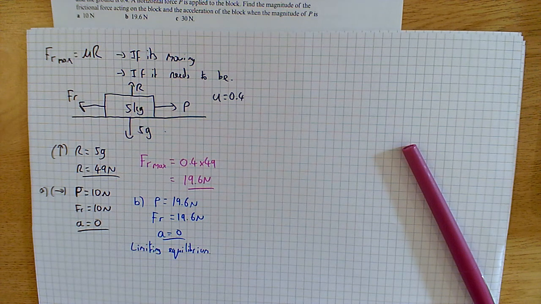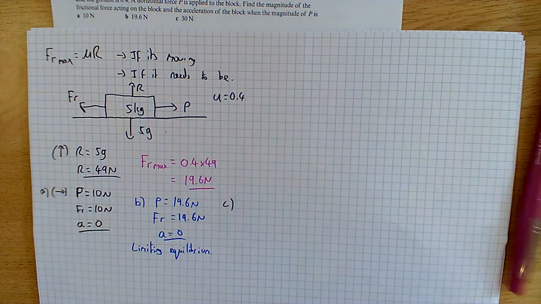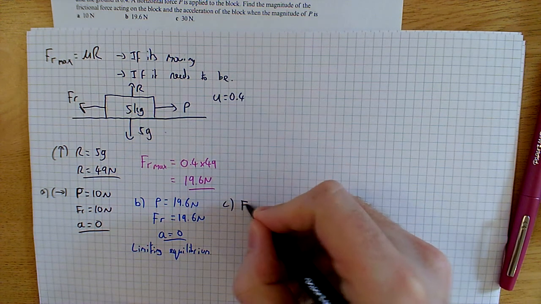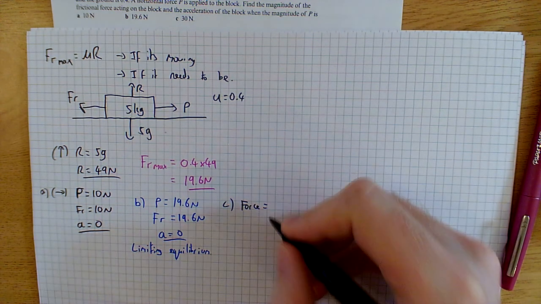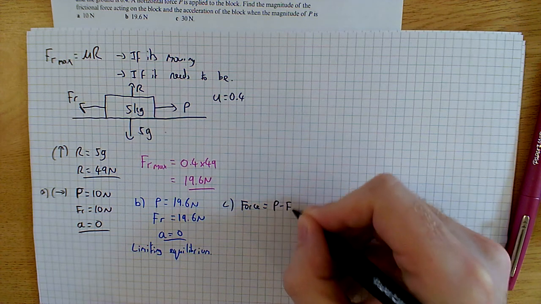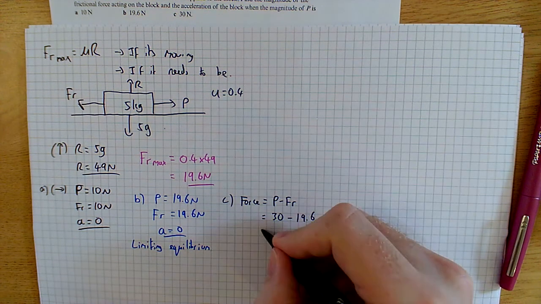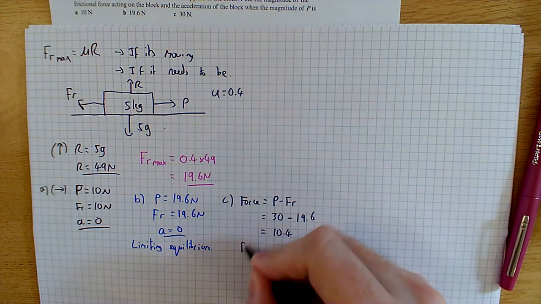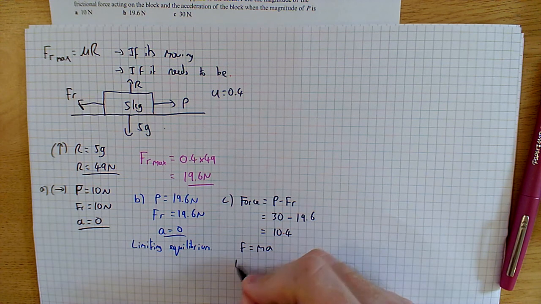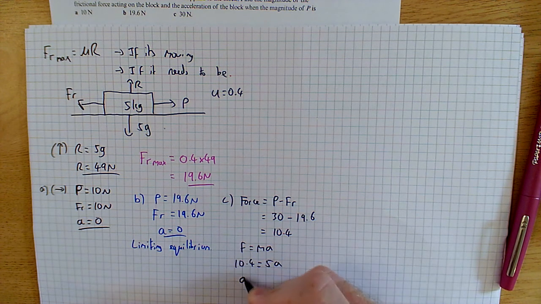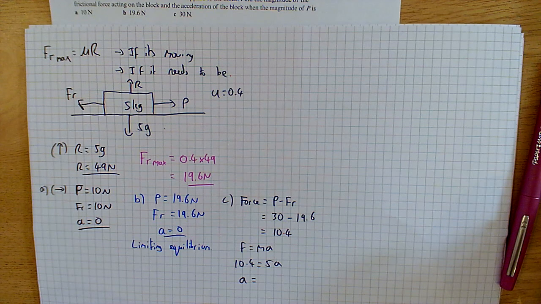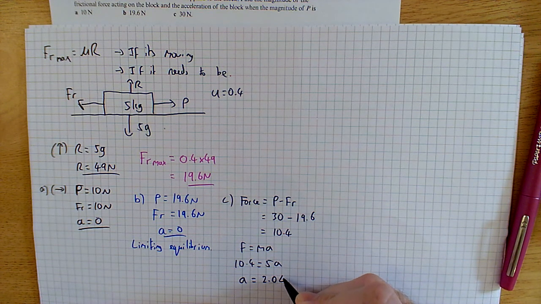So, limiting equilibrium. The final one is when P goes up to 30. And of course, when P goes up to 30, friction can't cope. So the force is going to be P minus the friction, and friction will be doing its best, but its best is only 19.6. So it cannot stop the movement. We get 10.4 newtons from the force. We do F equals ma. We get 10.4 equals 5a. So a is 10.4 divided by 5, which is going to give us 2.08 meters per second squared.